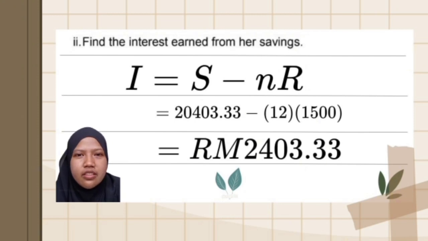Next, find the interest earned from her savings. We use the formula I equals S minus nR to answer this question. After putting all the information into the formula, we get 20,403 ringgit 33 cents minus 12 multiplied by 1,500. The last answer is 2,403 ringgit 33 cents.